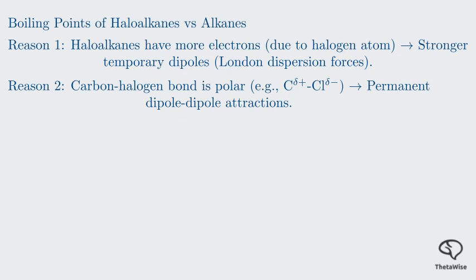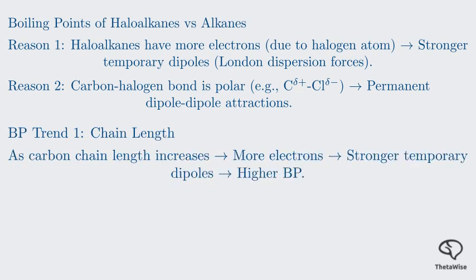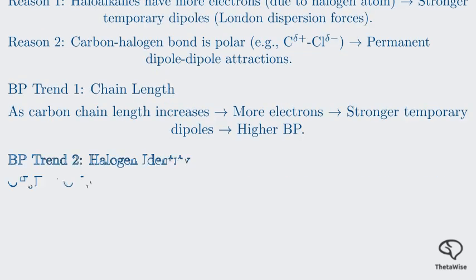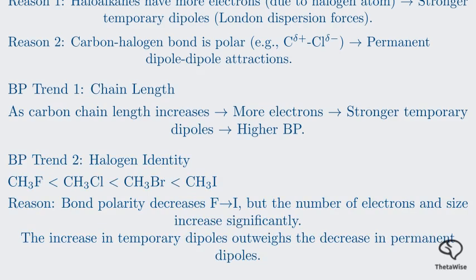There are two important trends to observe with boiling points. The first trend is that boiling point increases with the length of the carbon chain, just like with alkanes. Again, this is because a longer chain means more electrons, leading to stronger temporary dipoles, and thus more energy needed to overcome those forces. The second trend is that for a given carbon chain, the boiling point increases as you go down the halogen group from F to I. So, an iodoalkane has a higher boiling point than a bromoalkane, which is higher than a chloroalkane, and so on.